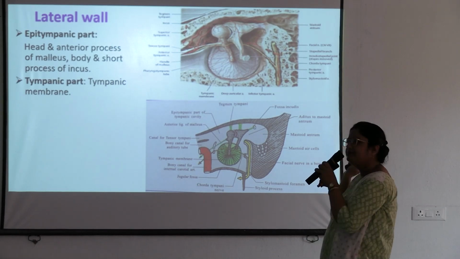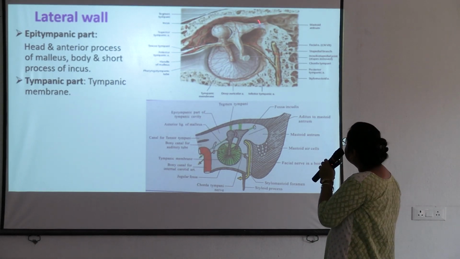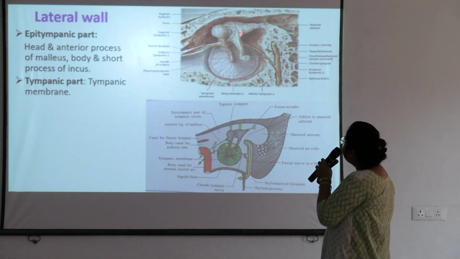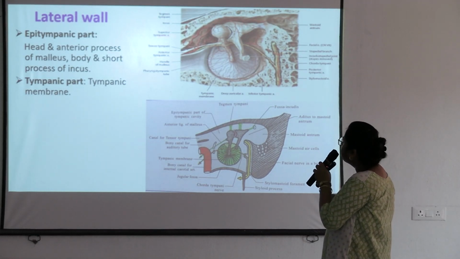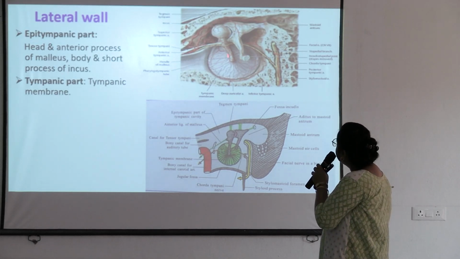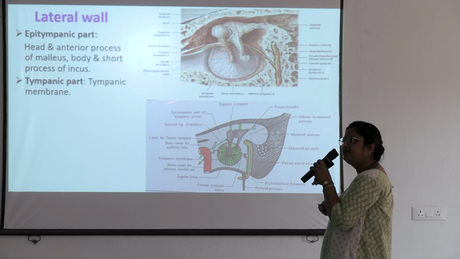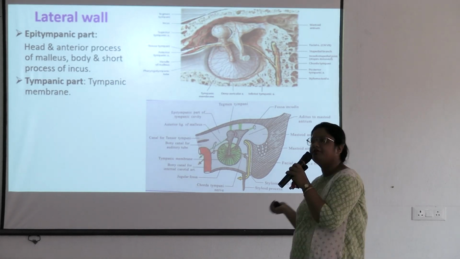They are lying above the tympanic membrane, and the tympanic part is formed by the tympanic membrane. So head of malleus, anterior process of malleus, body and short process of incus forming the epitympanic part, and this is tympanic membrane. This rounded structure you can see whitish colored. This is tympanic membrane forming the tympanic part of the lateral wall.